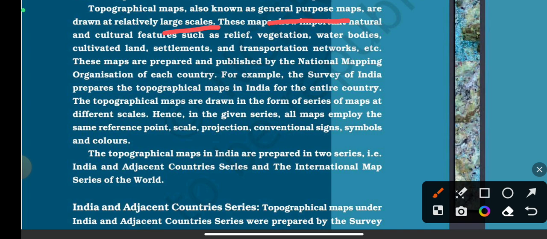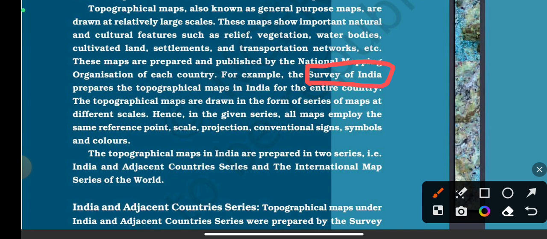These maps show important natural and cultural features such as relief, vegetation, water bodies, cultivated land, settlements and transportation networks, etc. These maps are prepared and published by the National Mapping Organization of each country. For example, the Survey of India prepares the topographical maps in India. So this is very important: which organization prepares the topographical map of India? That is the Survey of India.